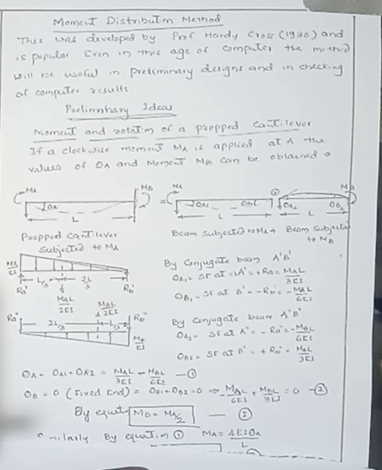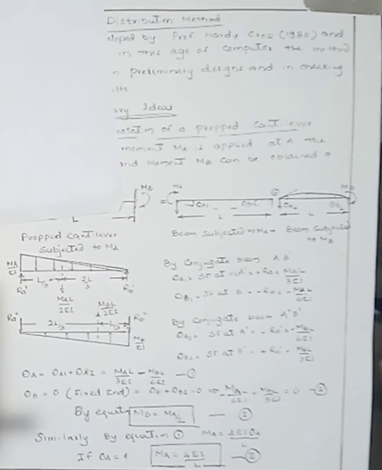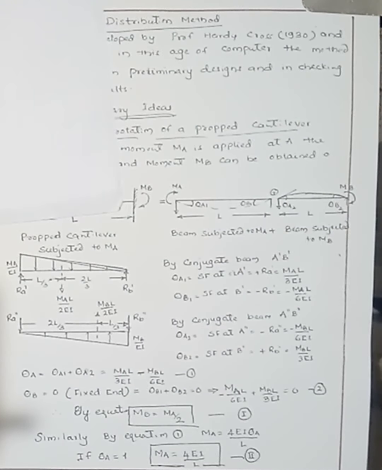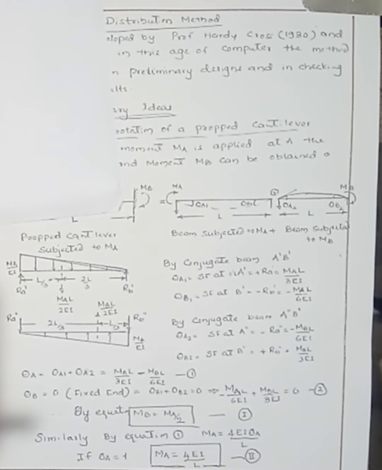Similarly, by substituting the value of MA in equation 1, we will get MA equals 4EI theta A by L. Using this, we get the moment at A and theta A. Then if the rotation at end A equals 1, that is unity, then MA equals 4EI by L.